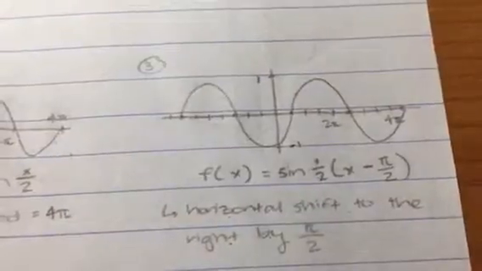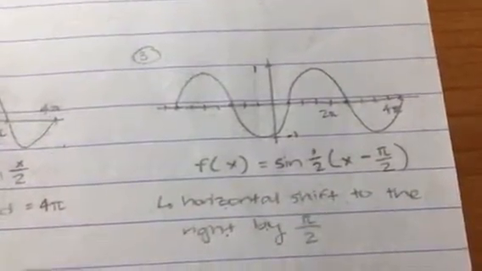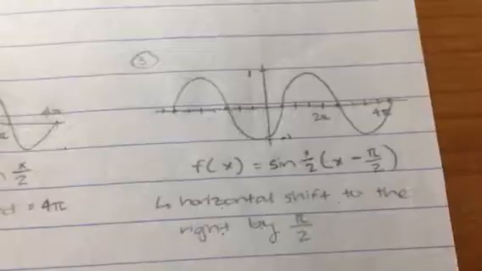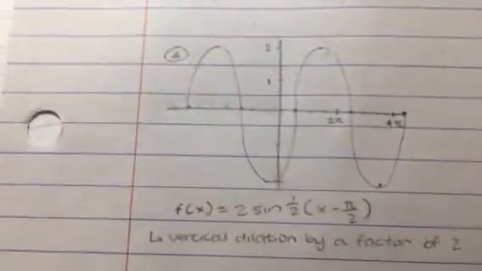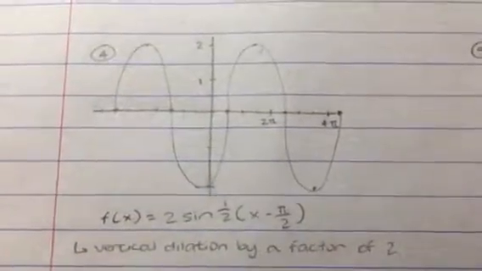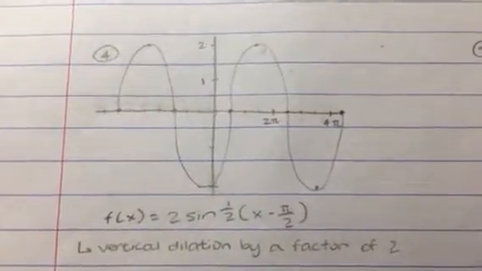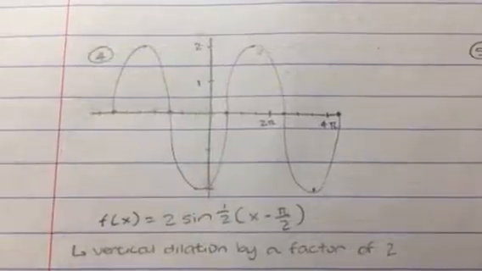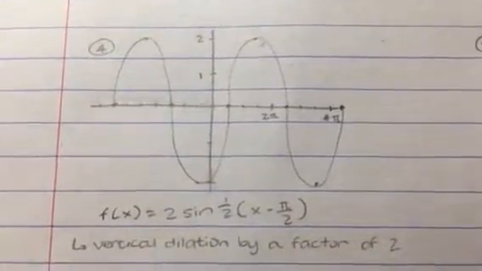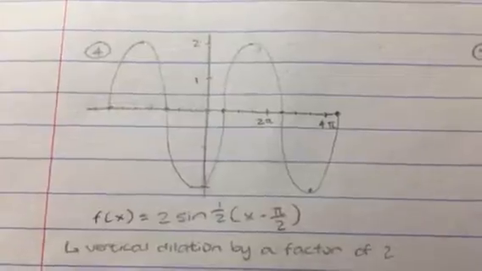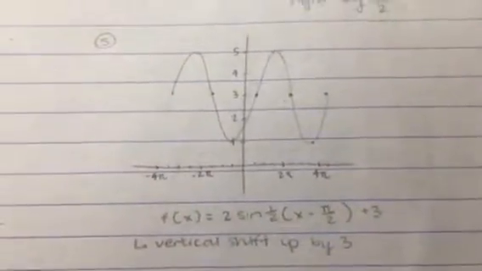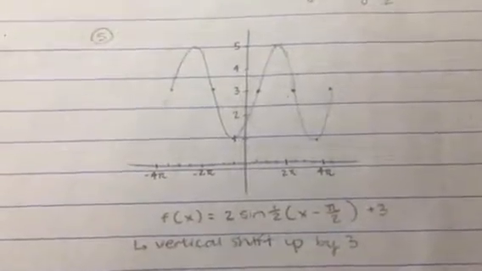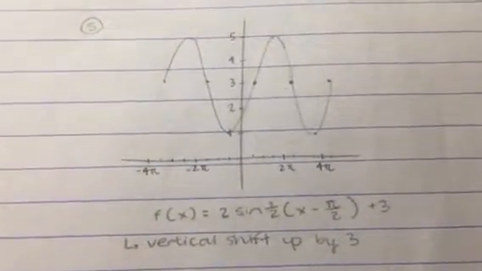Then I shifted the graph to the right by pi over 2, so it's now sine of 1/2 x minus pi over 2. Then I did a vertical dilation by a factor of 2 and increased the amplitude. So I multiplied the previous step by 2, so now it's 2 sine 1/2 x minus pi over 2. And lastly, I shifted the graph up by 3, so it's 2 sine 1/2 x minus pi over 2 plus 3.